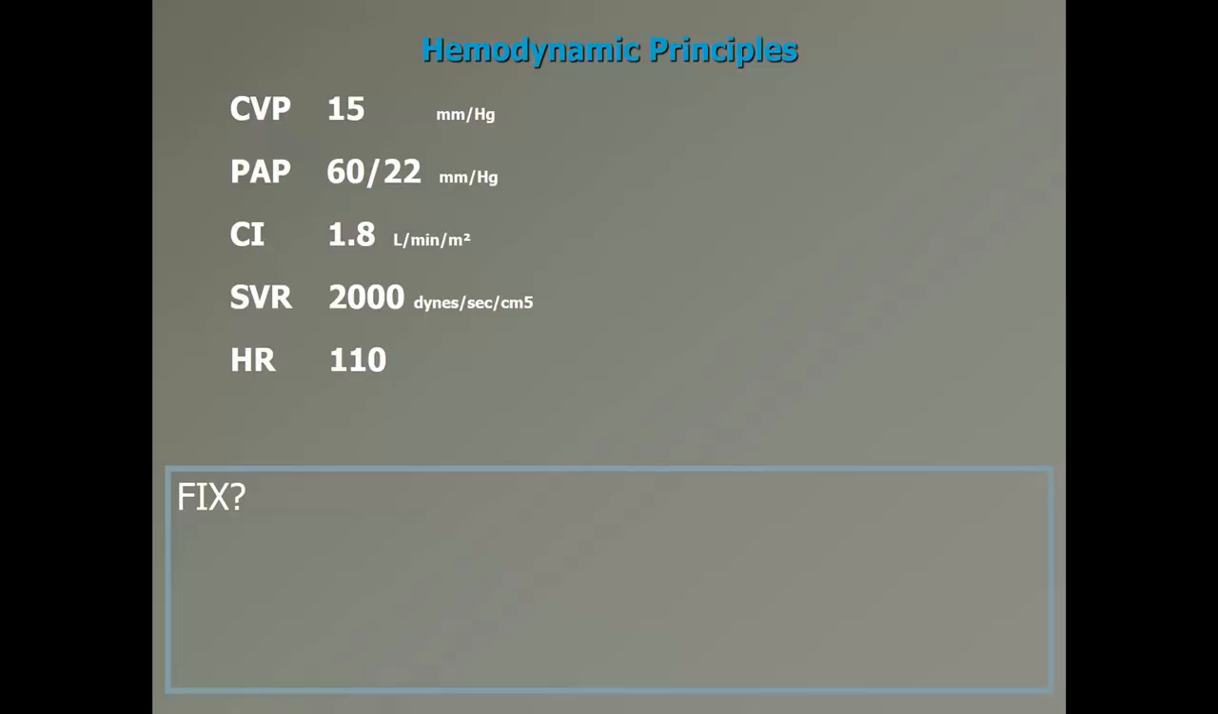We have a different scenario, and we use the same process for this problem. We look at the values that tell us about volume first. So we look at the CVP. We see that the CVP is 15. The volume on the right side is elevated. A normal CVP should be somewhere between 2 to 8 millimeters of mercury. The CVP is 15. The volume on the right side of the heart is high.